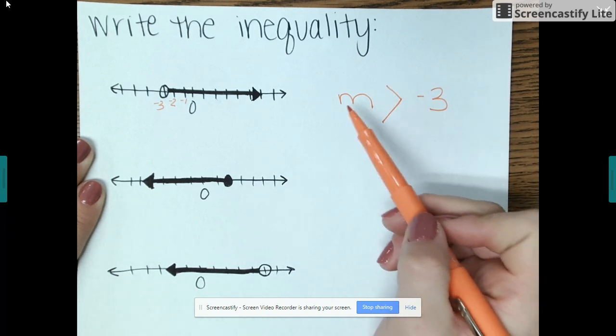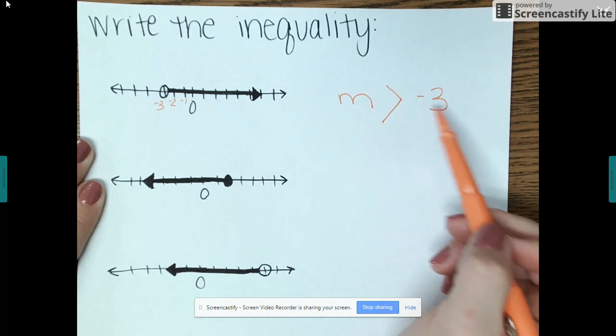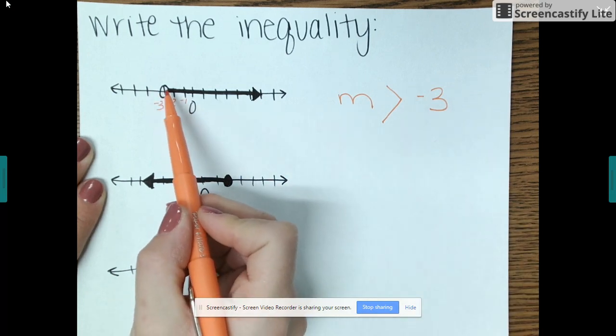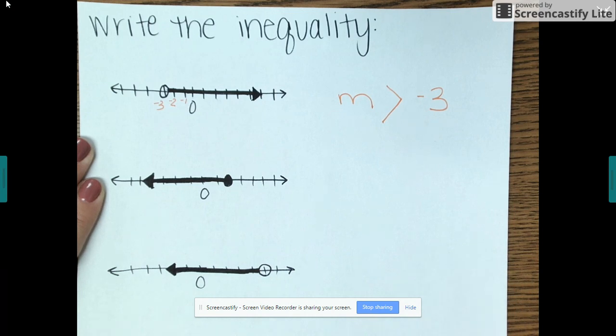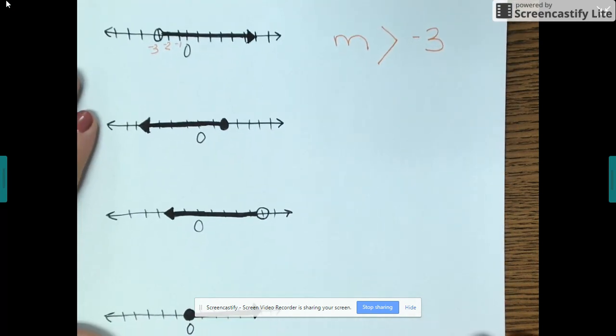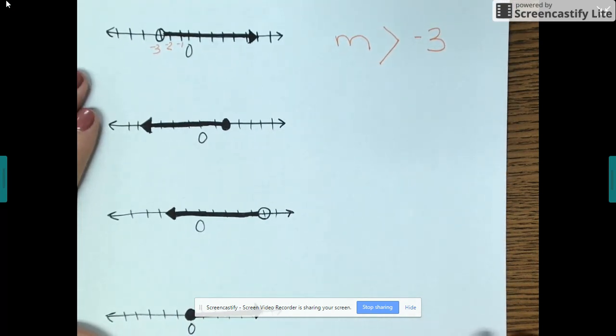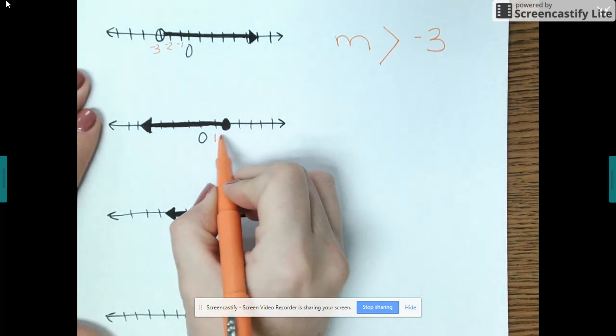Okay, now let's check. M is greater than or equal to -3. Watch your point at -3. It's an open circle and we're shading right. Again, you can pause this video anytime you want.